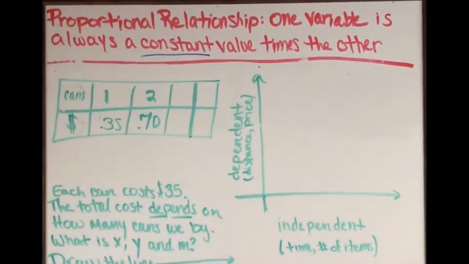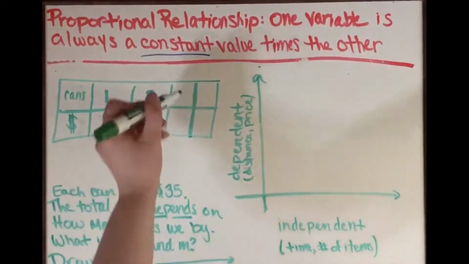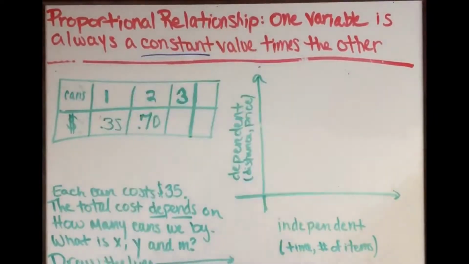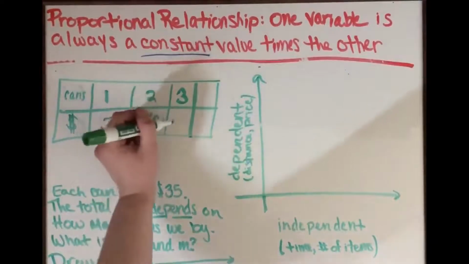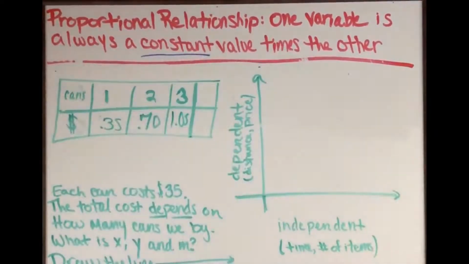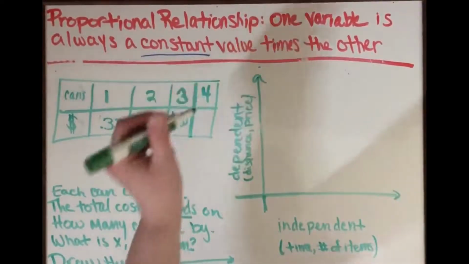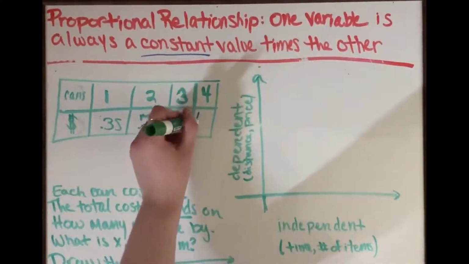Right? All right, we also pick up some tuna fish. That's 3 cans. And that's a price of $1.05. All right, and one more can, we get some soup. That's 4 cans in our cart now, and that is $1.40.